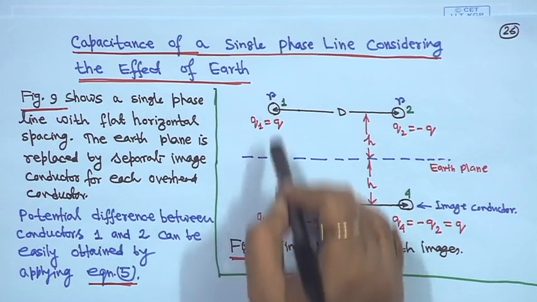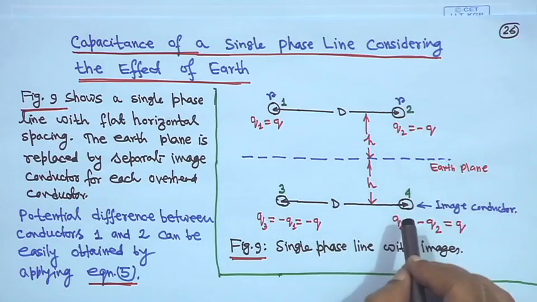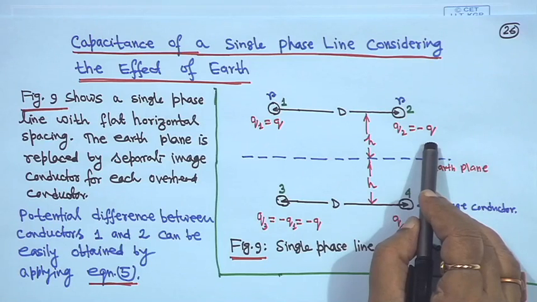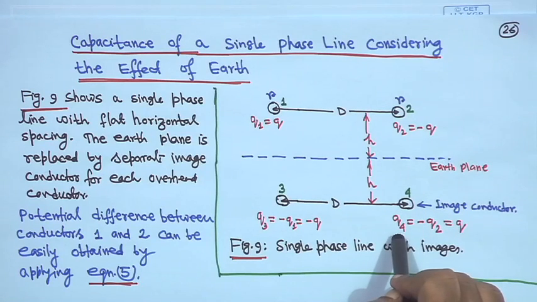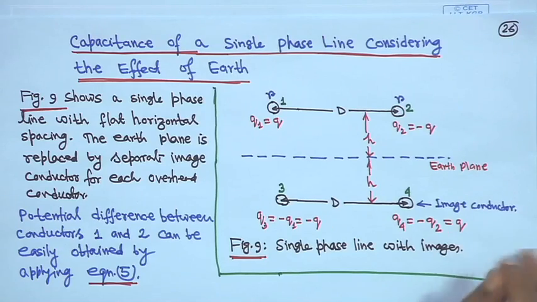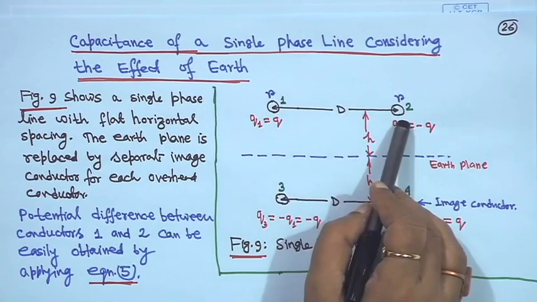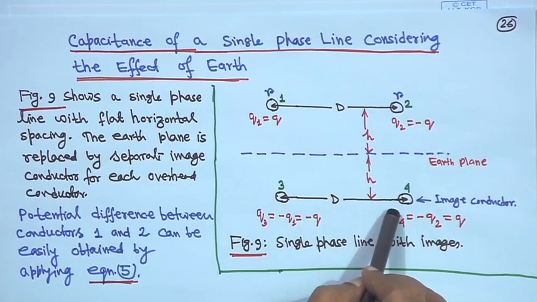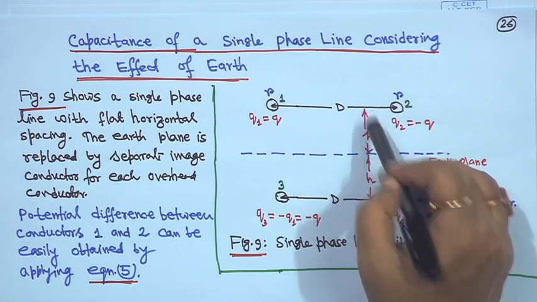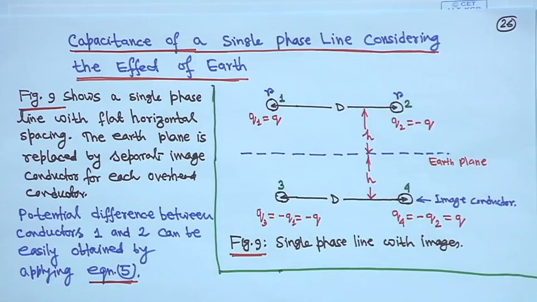This is the image charge of this one. Similarly, the image charge of this one is this one; this is the earth plane. Here q2 is equal to minus q, so the image charge will be plus q. So, q4 is equal to minus q2, equal to q. The distance between these 2 conductors is d, therefore the distance between the image conductors is also d. From the ground, the height is h. This side is also h, so the total is 2h.